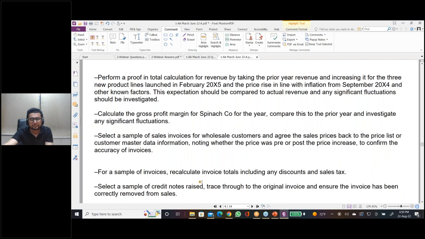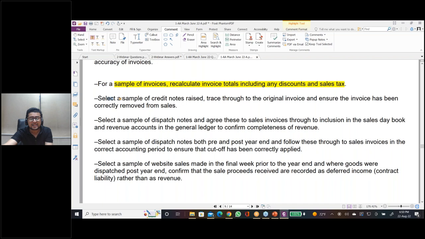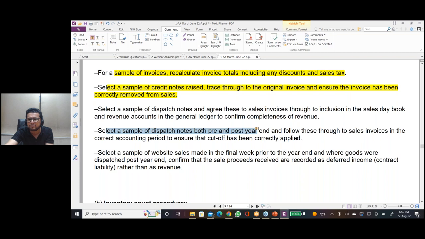Then what? For a sample of invoices, recalculate the invoices, especially with respect to discounts and sales tax. Make sure there is no arithmetical mistake. Select a sample of credit notes. Make sure that the revenue has been removed from the year-end revenue. Select a sample of dispatch notes, both pre and post year-end. Make sure that the cutoff has not been compromised.